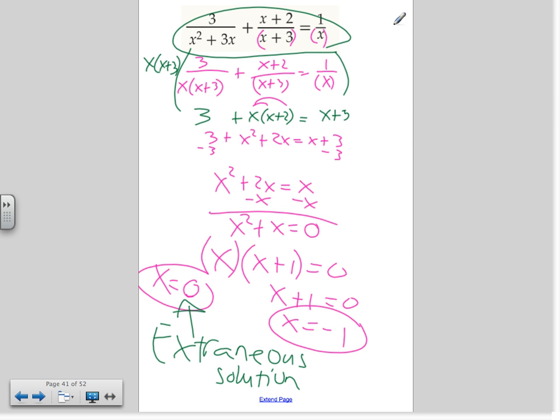Okay, so please remember that if you got answers at the end here, always test them. Is it one of your excluded values? If it is, do not write it as a solution. Instead, label it as an extraneous value or extraneous solution. Okay? Is that clear? You have to make sure you test it, guys. Okay? All right. Here we go.